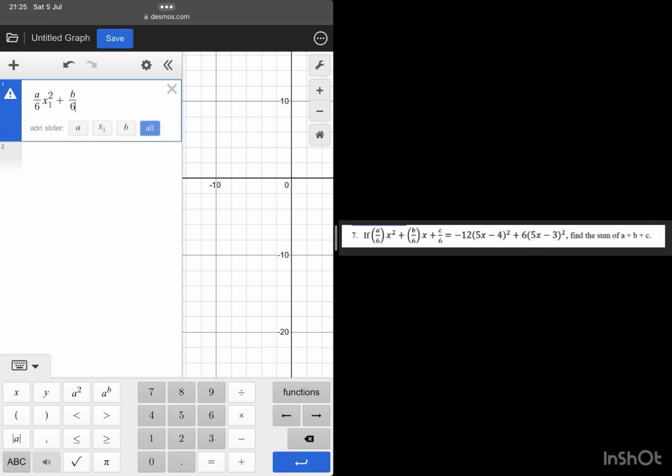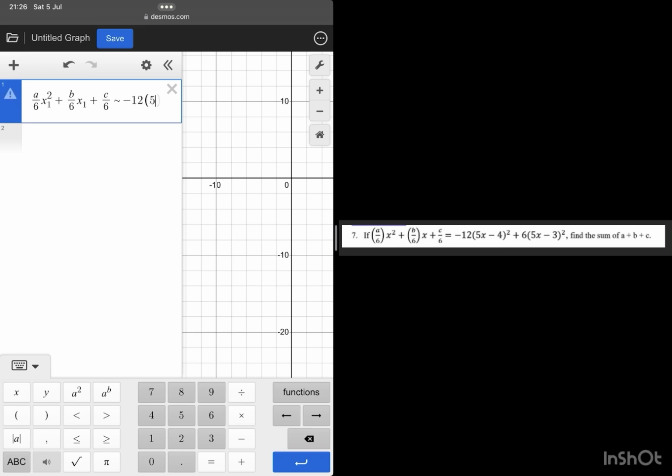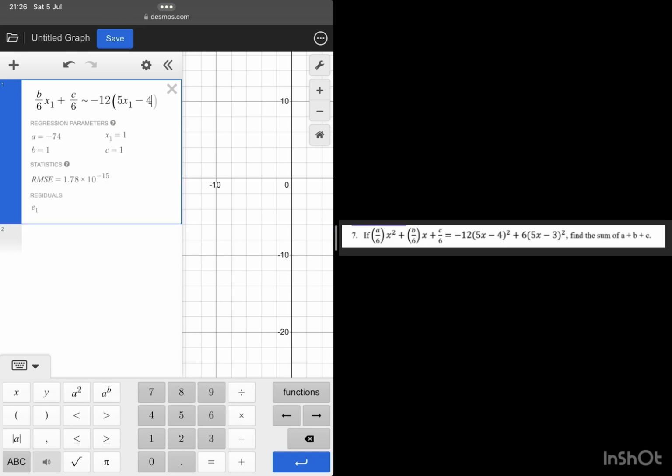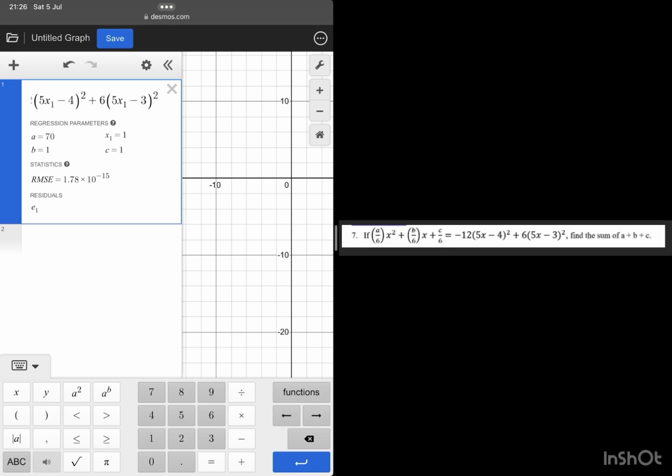So b over 6 x1 plus c over 6, then the similar-to sign, and negative 12 times (5x1 minus 4) squared, plus 6 times (5x1 minus 3) squared. So now it's gonna give us these values, but that's not our answer yet.